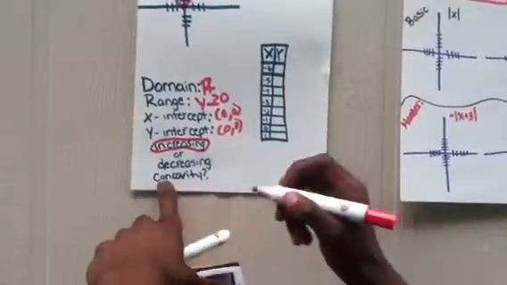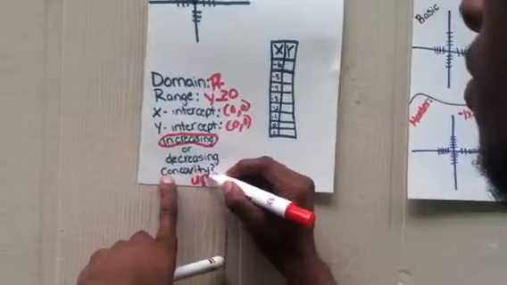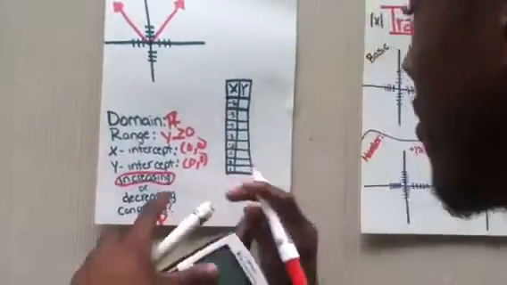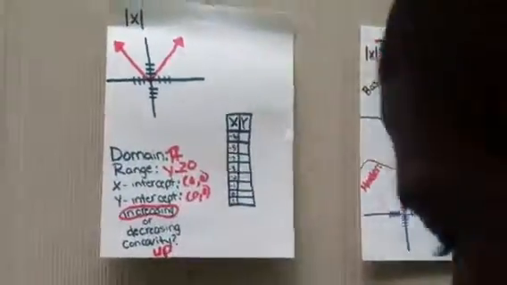And of course the concavity will be up because it doesn't go down. Now we move on to the chart. Let me switch markers.